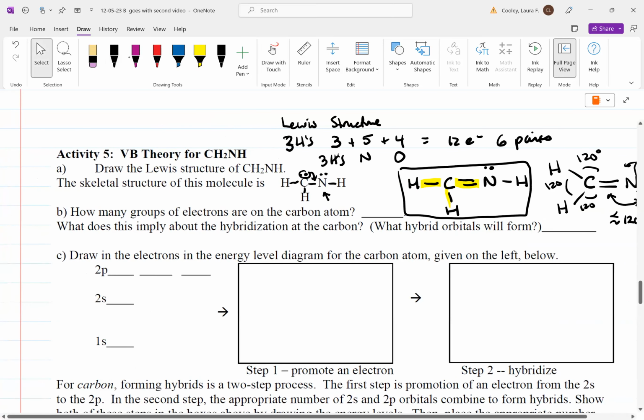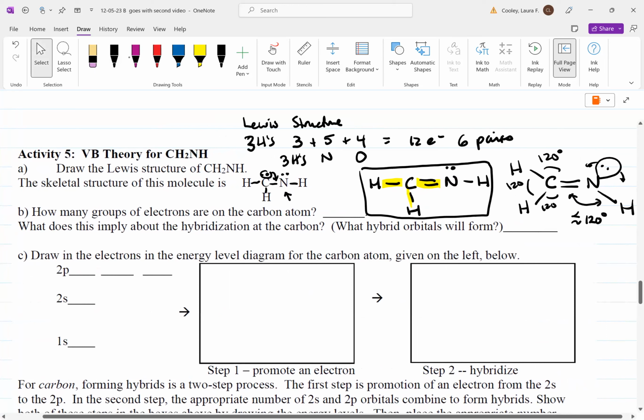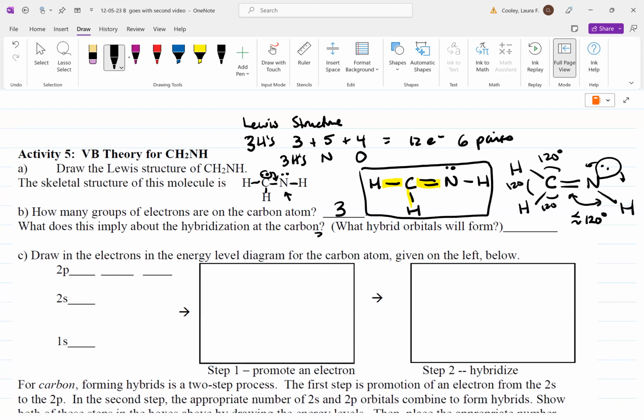We kind of already did some of this stuff just now. So how many groups of electrons are on the carbon? There's 3. What hybrid orbitals will form? You'll get 3 hybrids. Since you always have 1 that's s, you'll have to have 2 that are p. So it's going to be s1, p2. We call that sp squared. So we're going to have 3 sp squared hybrids.